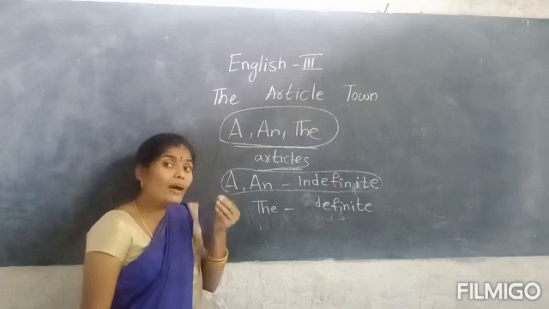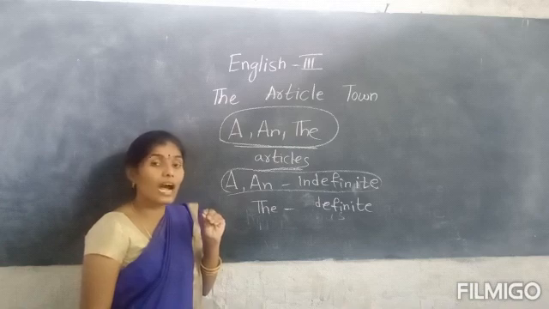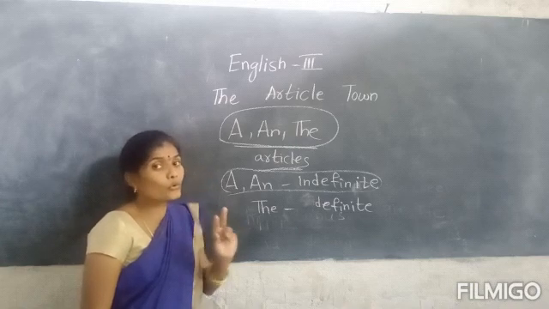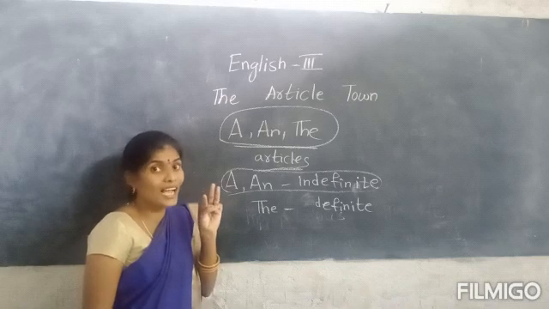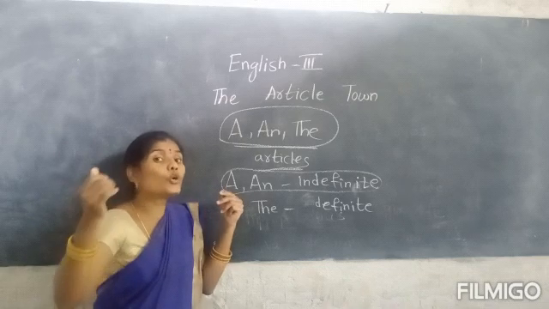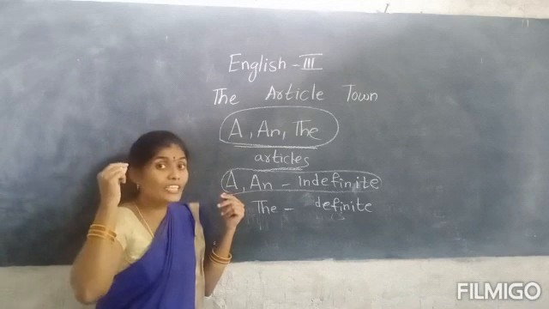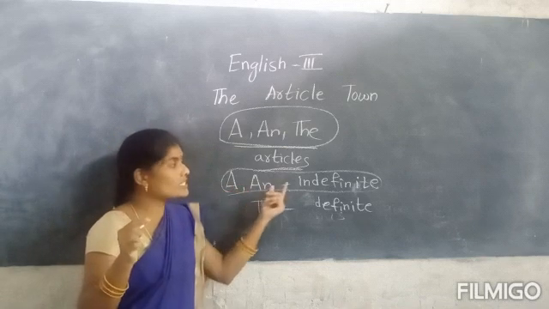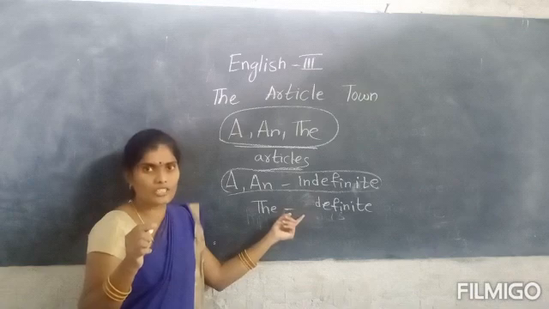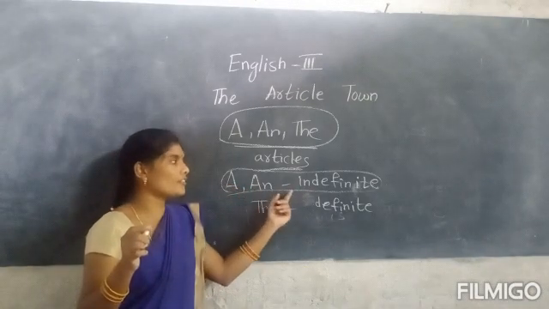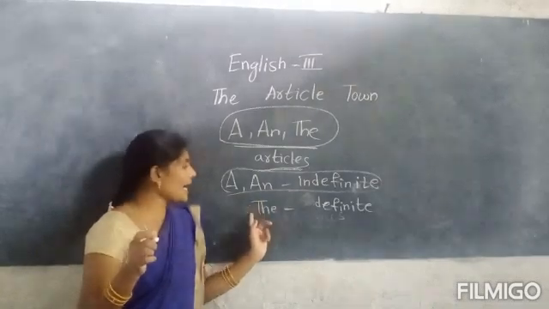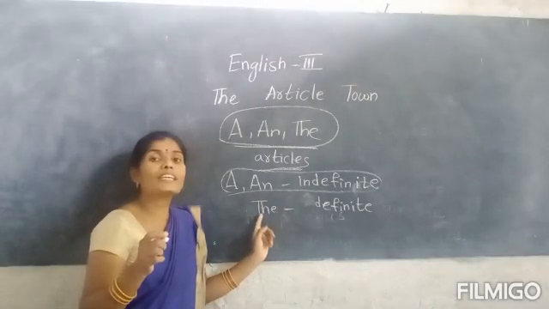In the article town, three people are there. They are wearing two pronouns. What are the two pronouns? Indefinite and definite pronouns. A and an are both wearing the indefinite pronoun, and the is using the definite pronoun.